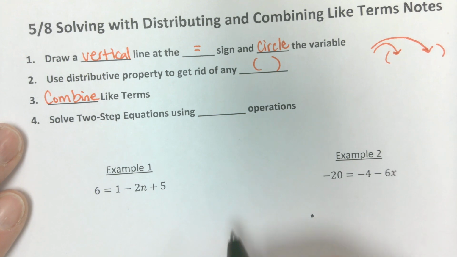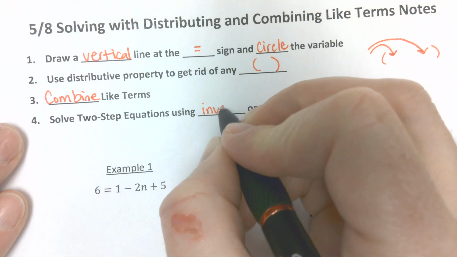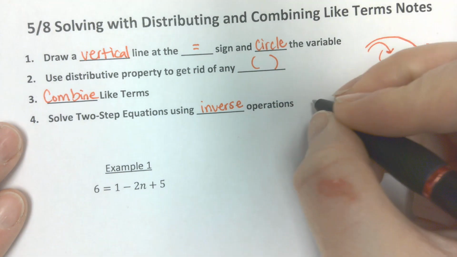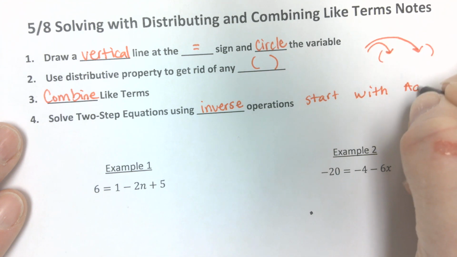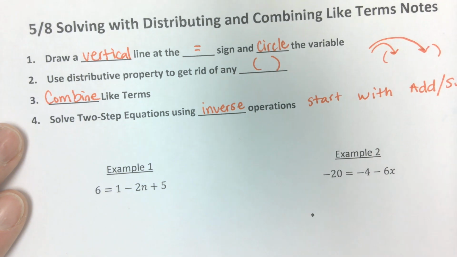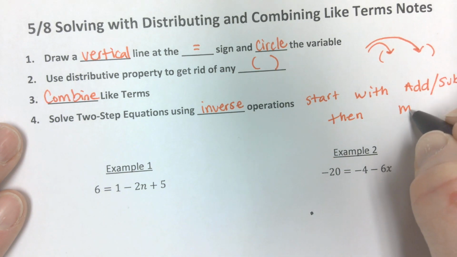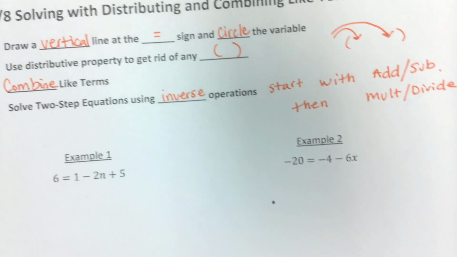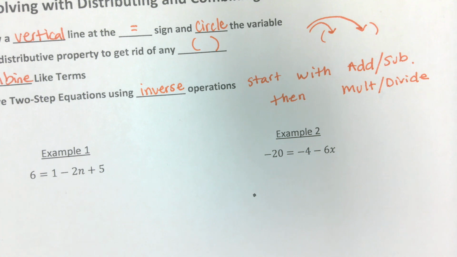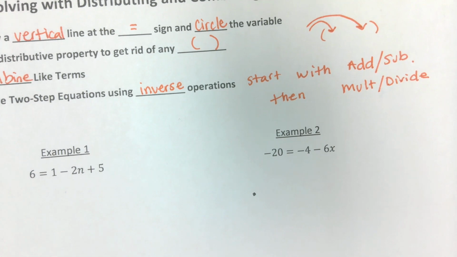And then solve the two-step equation using inverse operations, just like we did yesterday. You start with add or subtract. Then do multiply or divide. Don't multiply or divide first. You need to add or subtract first. If there are no parentheses, then you just go straight to combine like terms.